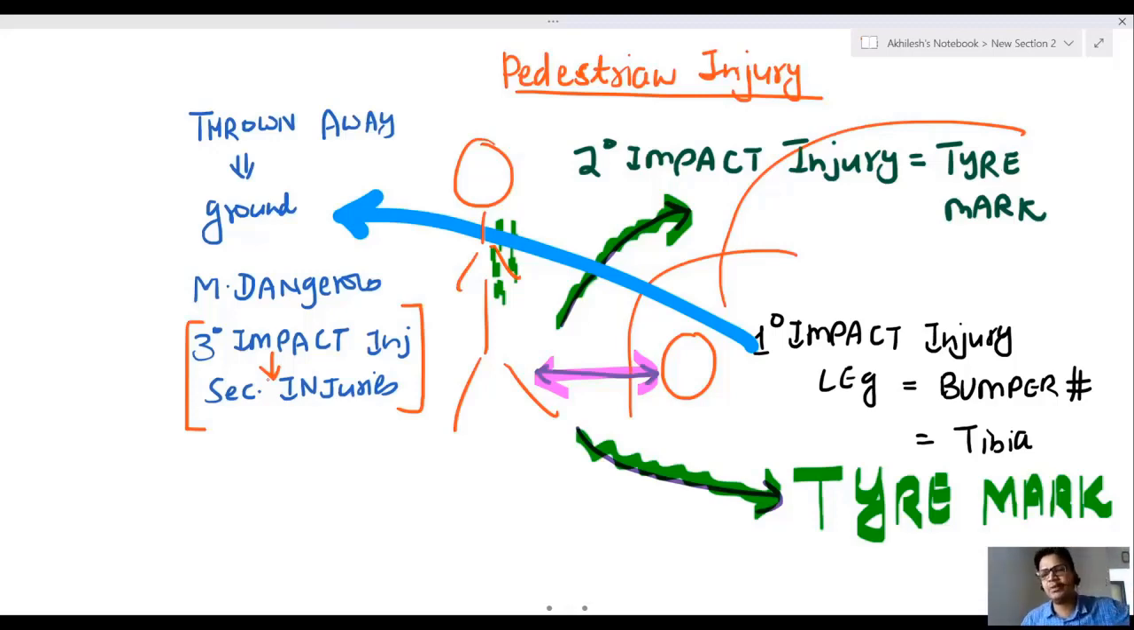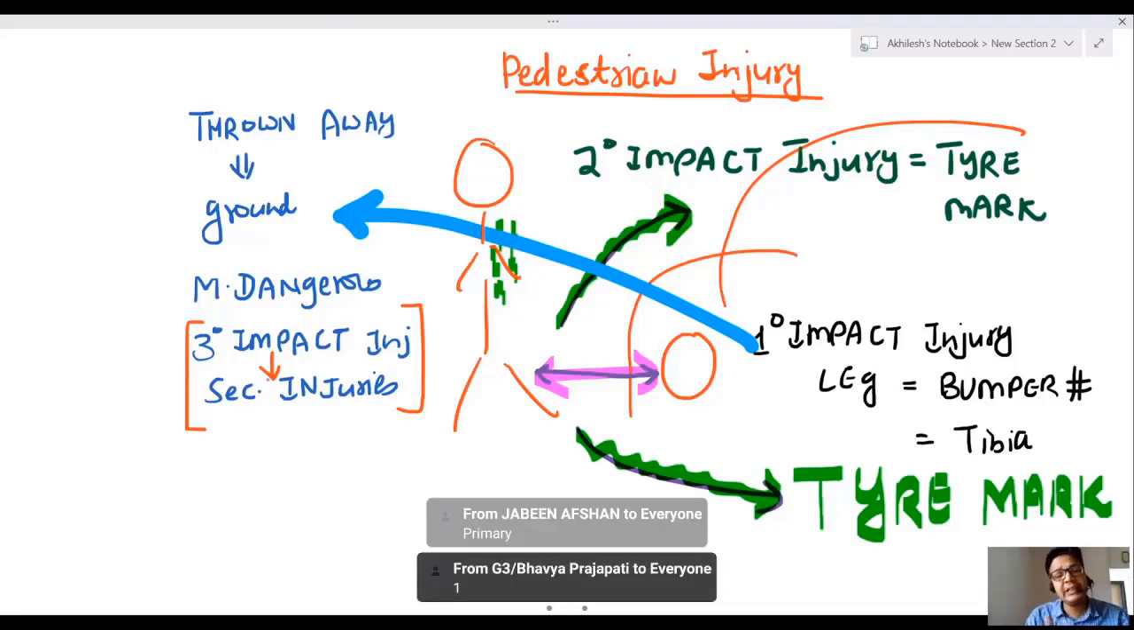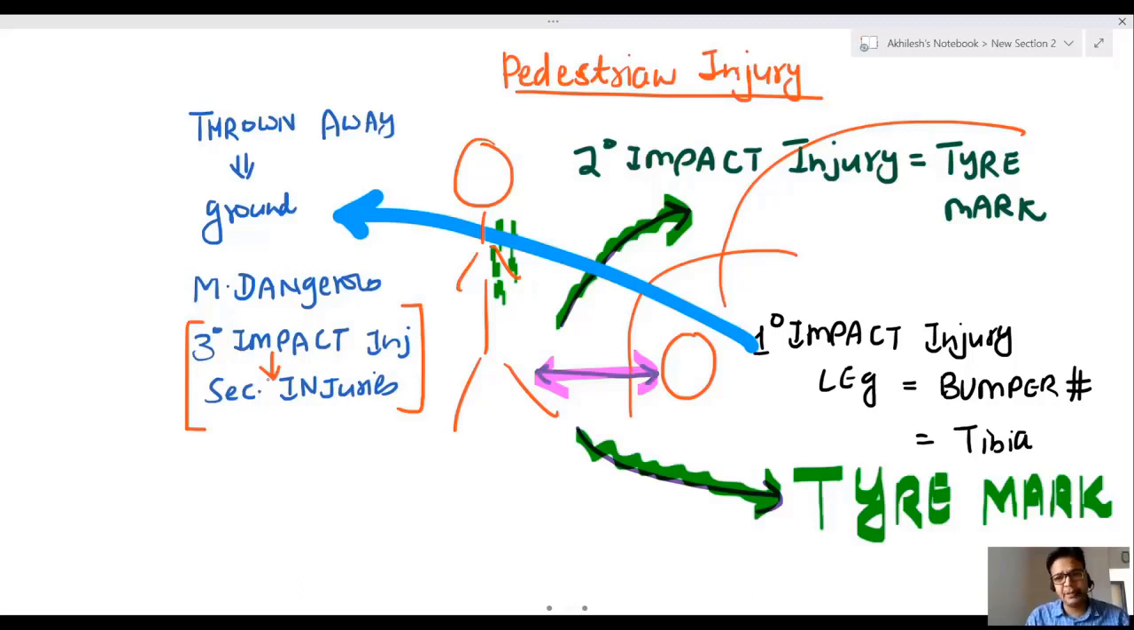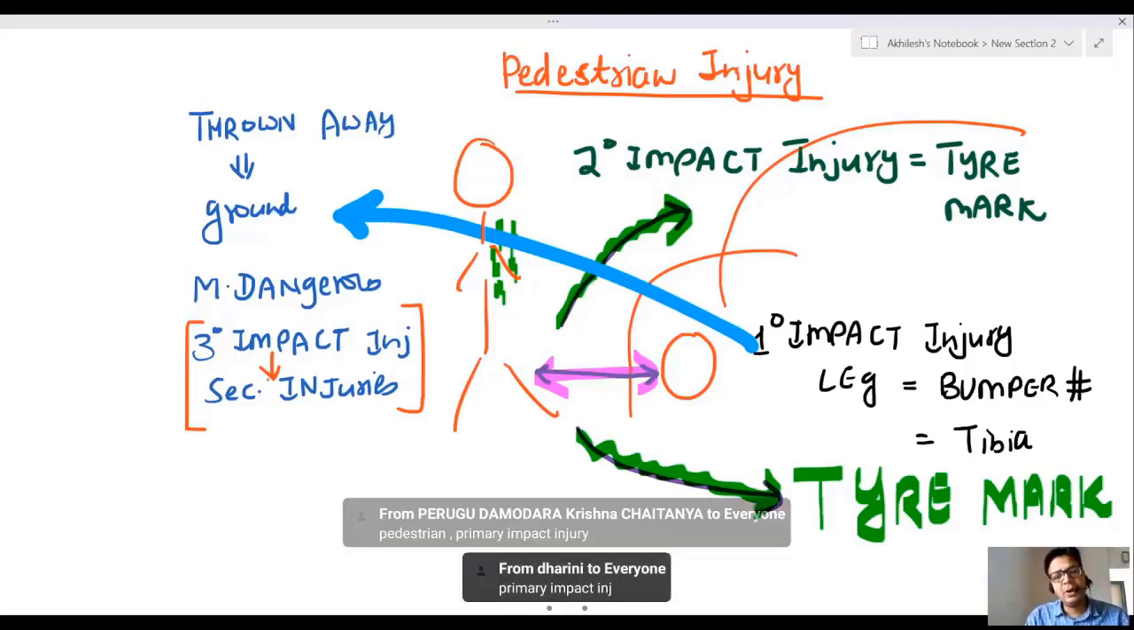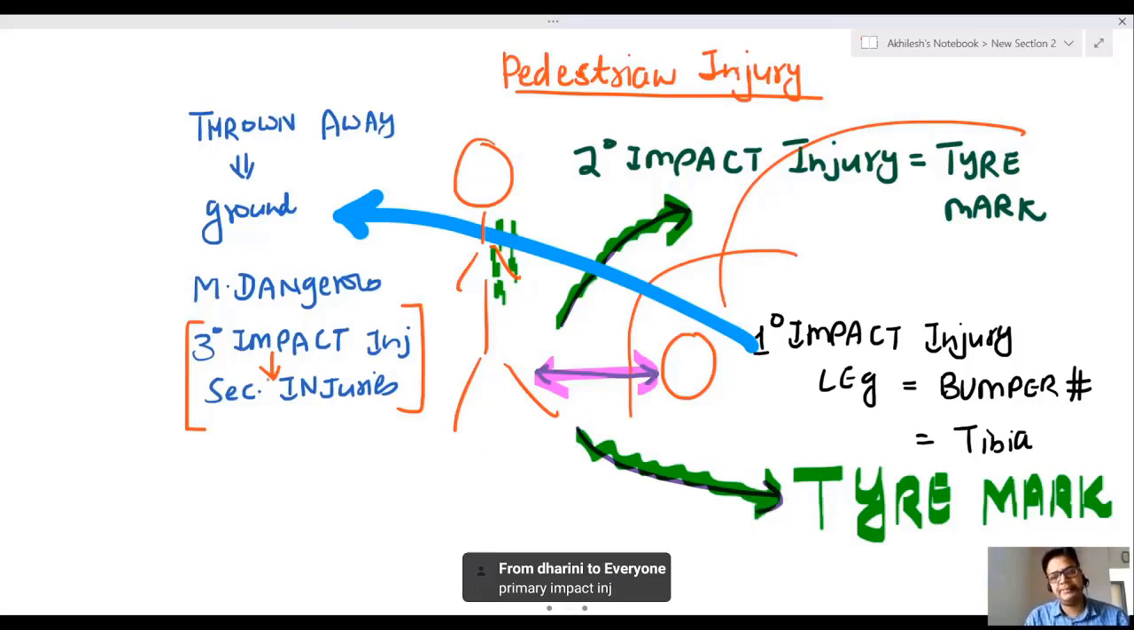Now I will ask some question. Bumper fracture of tibia is seen in which injury? Pura likho, primary mat likho golgappo. Not primary. Pura likho. Kya naam hai pura? No, it's a primary impact injury. Very good. Yes.